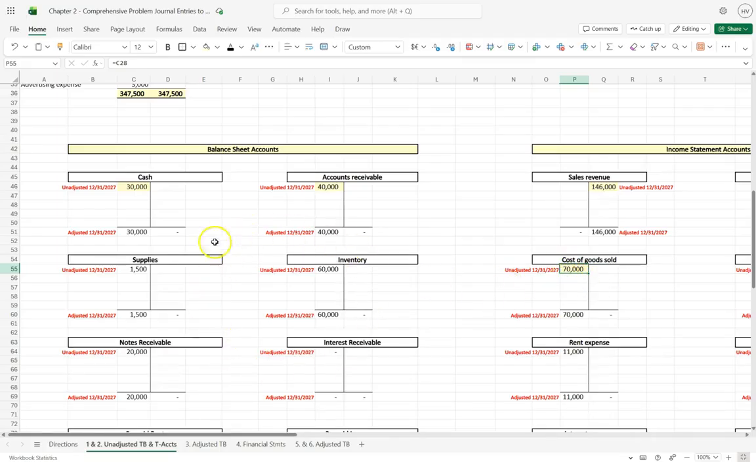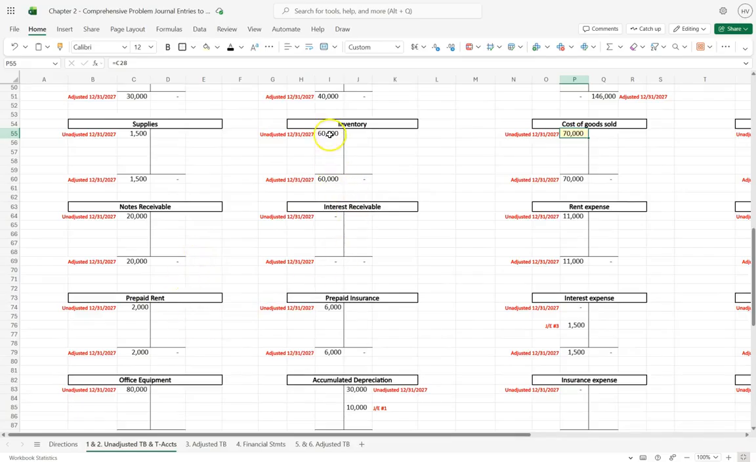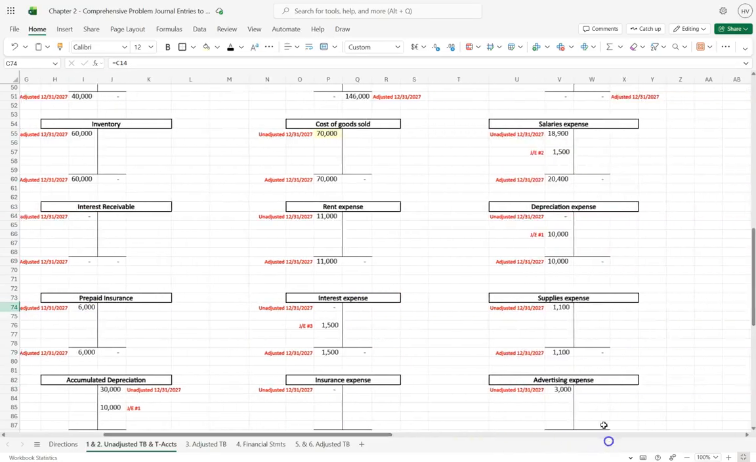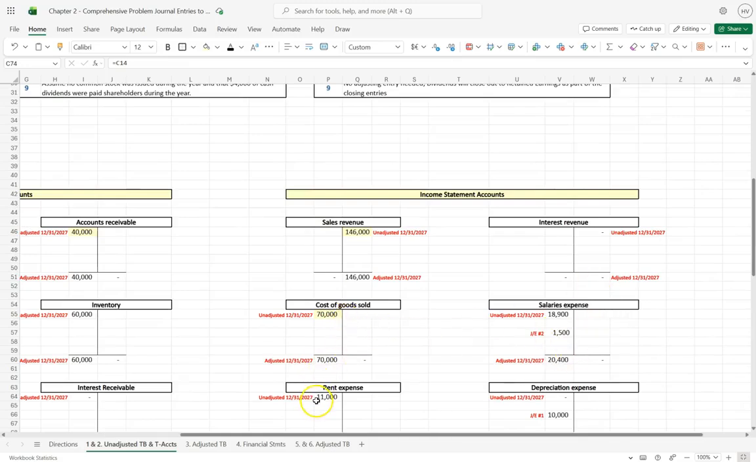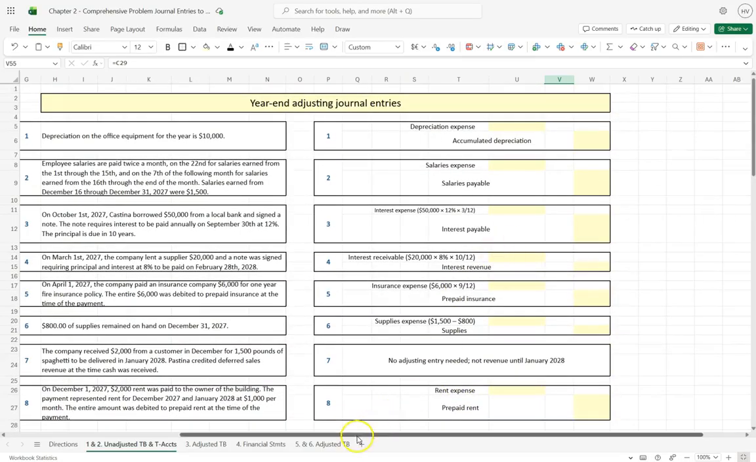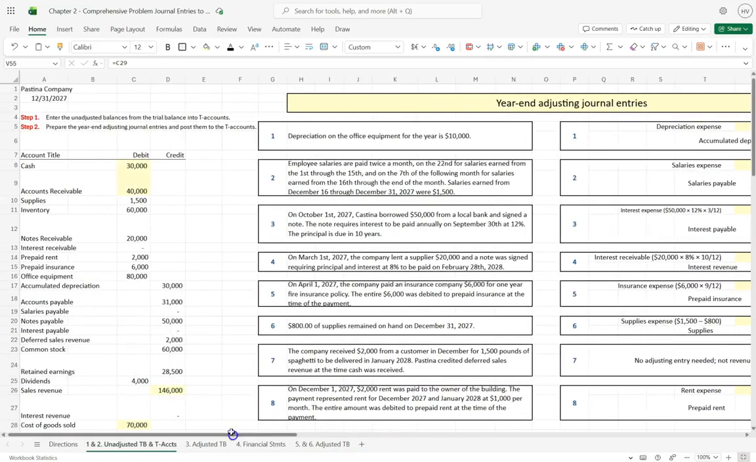And if you look through here, I have populated all the beginning unadjusted balances that we were given in the problem for all the balance sheet accounts, and the same with all the income statement accounts right here. So salaries expense, we started out with $18,900. Okay, next item after we post onto the T accounts, so we've done step 1, is step 2, and that asks us to prepare the year-end adjusting journal entries and post them to the T accounts.